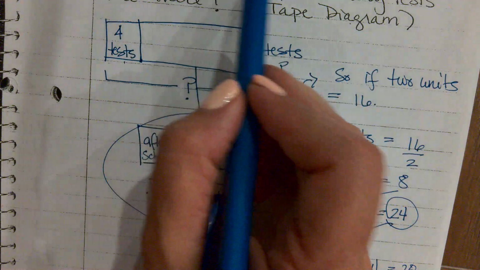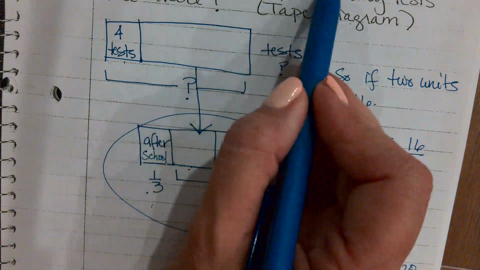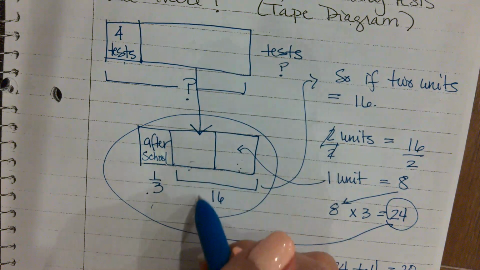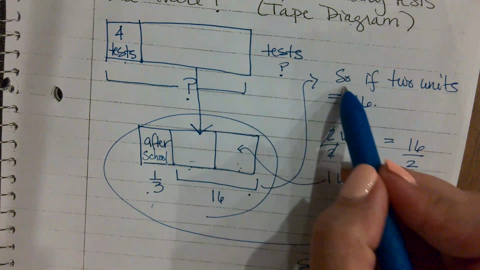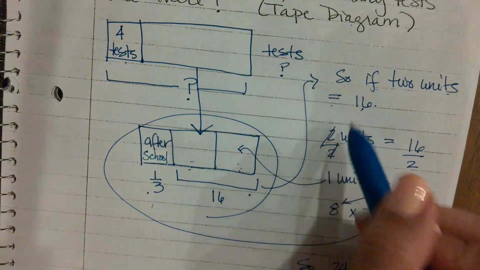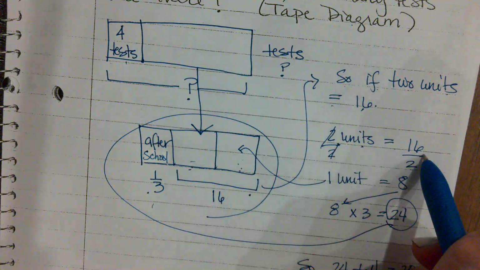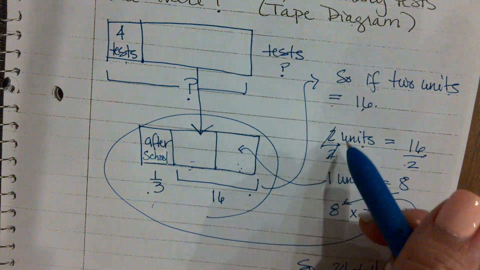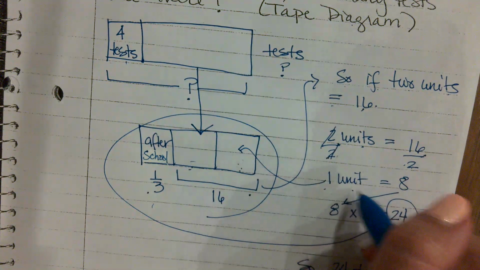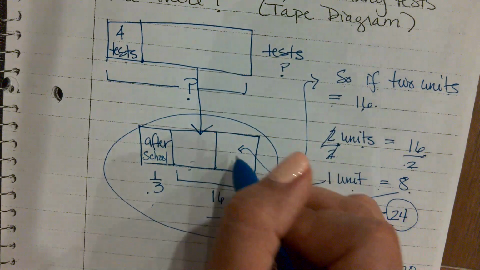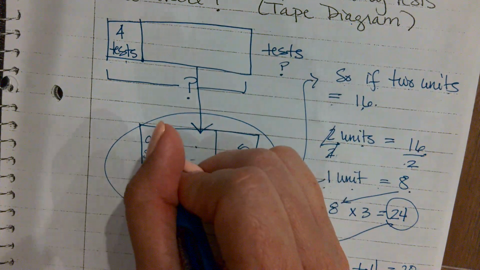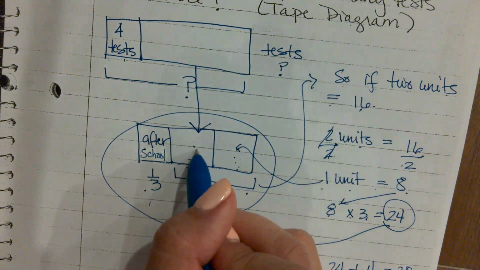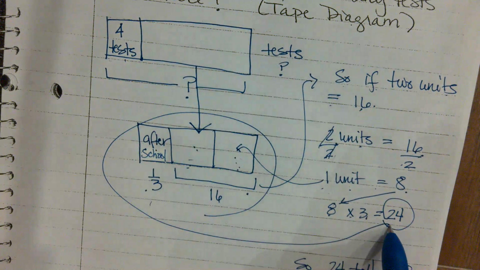But we know if she still has 16 tests to grade after school, we know that these 2 units have to equal 16. So if 2 units equal 16, then 1 unit is equal to 8. Let's cross cancel here and divide. So we know that each unit here is equal to 8, right? So 8 times 3, 1, 2, 3 is equal to 24.